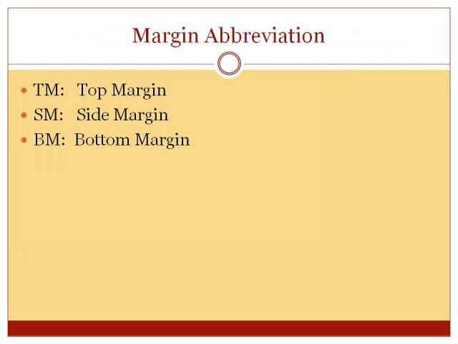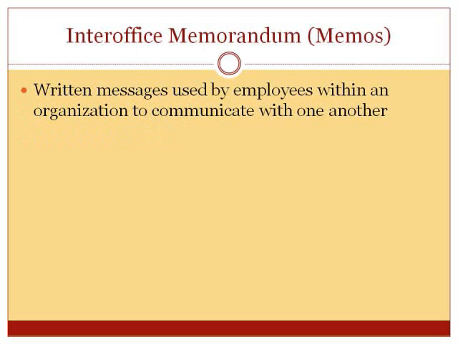In addition to line spacing abbreviations, we also have margin abbreviations. TM stands for top margin, SM stands for side margin, BM stands for bottom margin. The official name for a memo is Inter-Office Memorandum. It is a written message that is used by employees within an organization to communicate with one another.